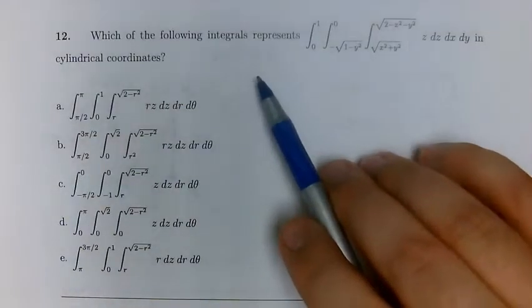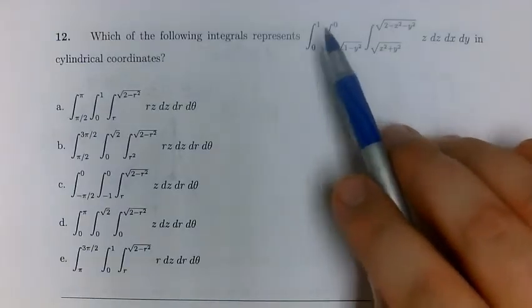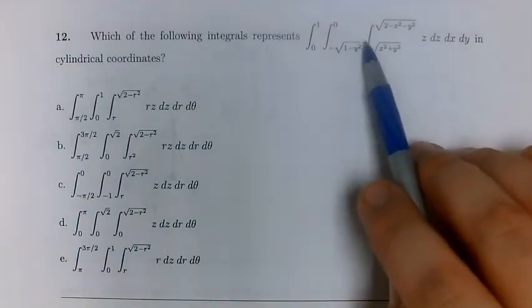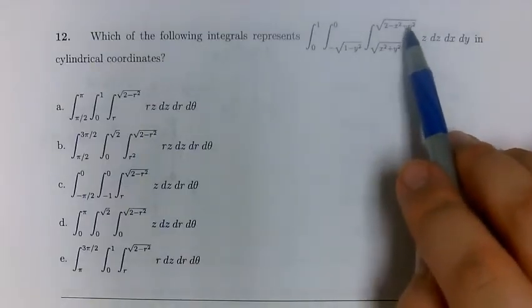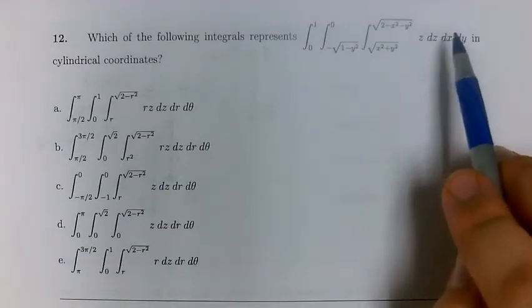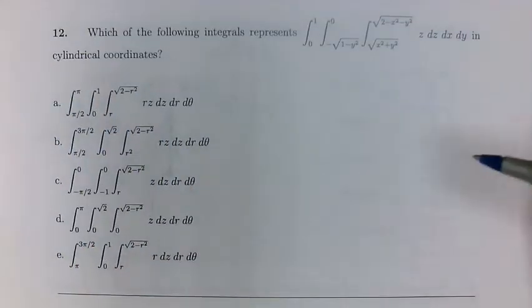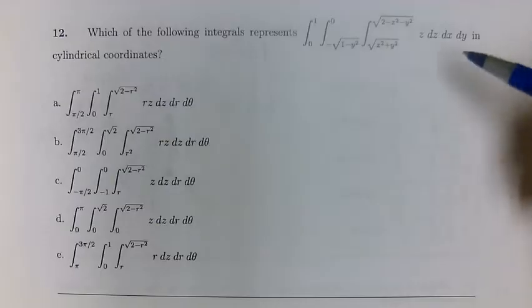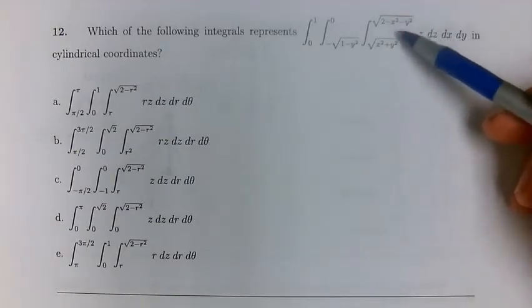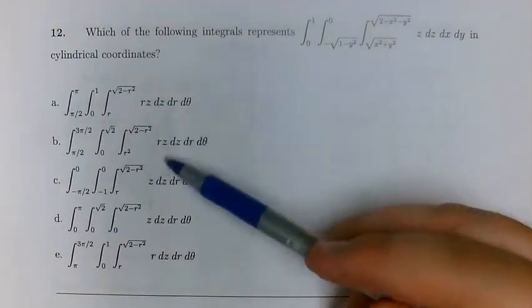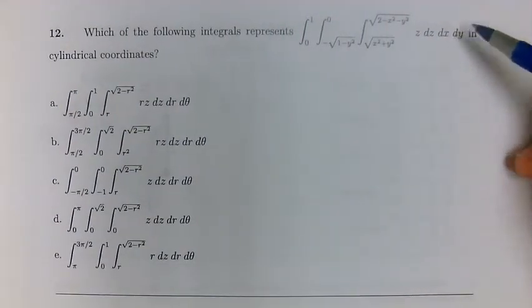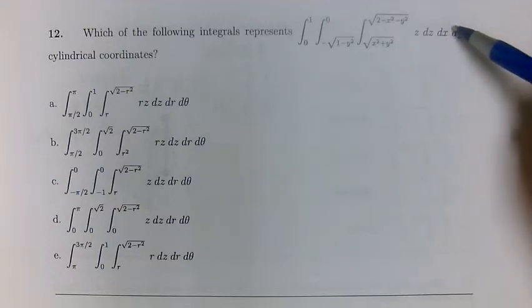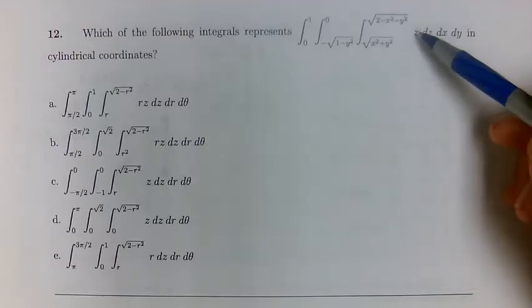All right, which of the following integrals represents the integral from 0 to 1, negative root 1 minus y squared to 0, and root x squared plus y squared to root 2 minus x squared minus y squared, and we have z dz dx dy in cylindrical coordinates. All right, so cylindrical coordinates is going to keep z the same, so we're going to start with dz like all of our answer choices do, but x and y will change into r and theta. So when we do that, we're going to end up with an r dr d theta, so our integrand will now be z times r.